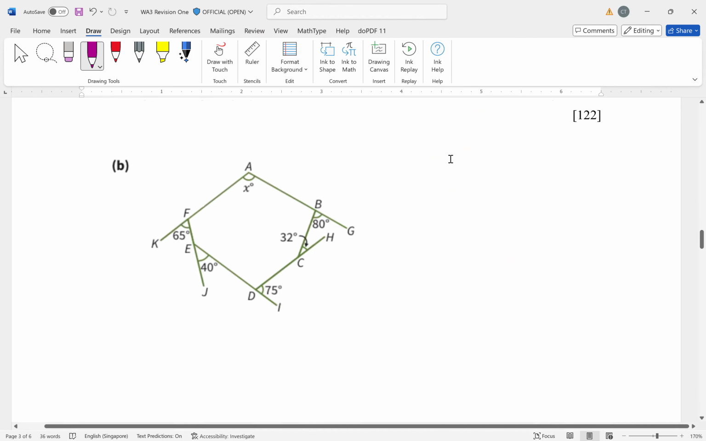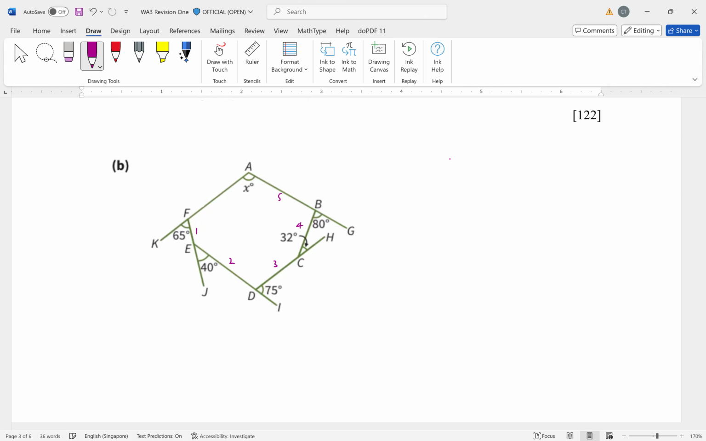All right, let's move on to part B of the question 7. Okay, so over here we have a hexagon, 1, 2, 3, 4, 5, 6 sides. Okay, so 6 sides, we have a hexagon. Okay, so for this question, the main focus is on the exterior angle. So we have one exterior angle over here, 65. The second one, 40. Third one, 75. Fourth one is 32. And the fifth one is 80.